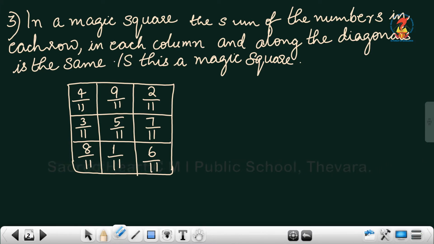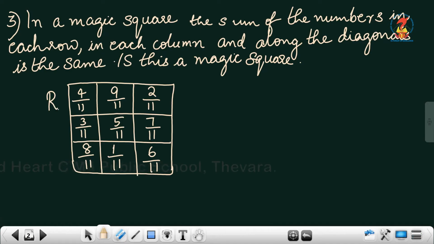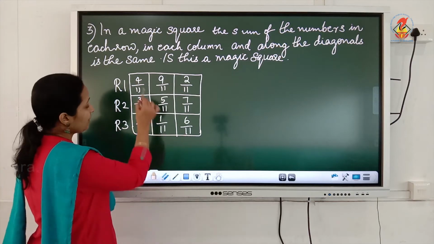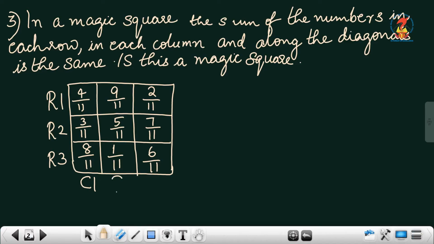Magic square means what? Sum of each row. This is a row. This is row 1. R1 means this is the first row. This is the second row and this is the third row. This is the first column, C1 means first column, C2 means second column, and C3 means third column.